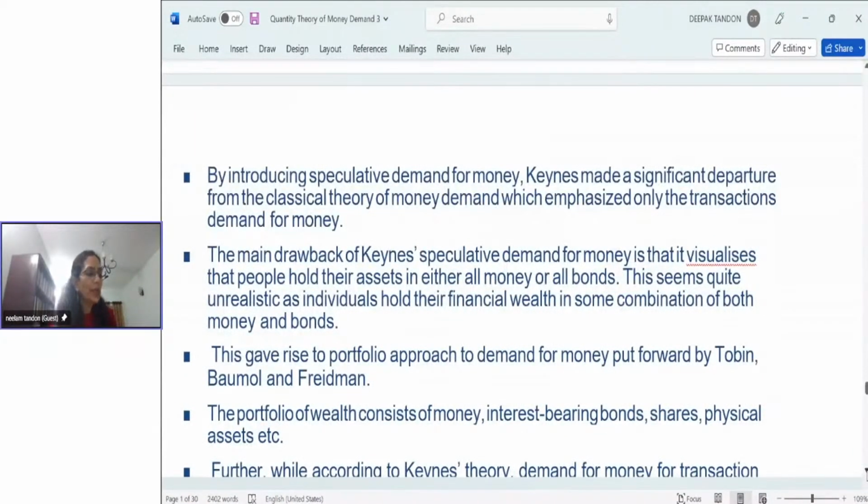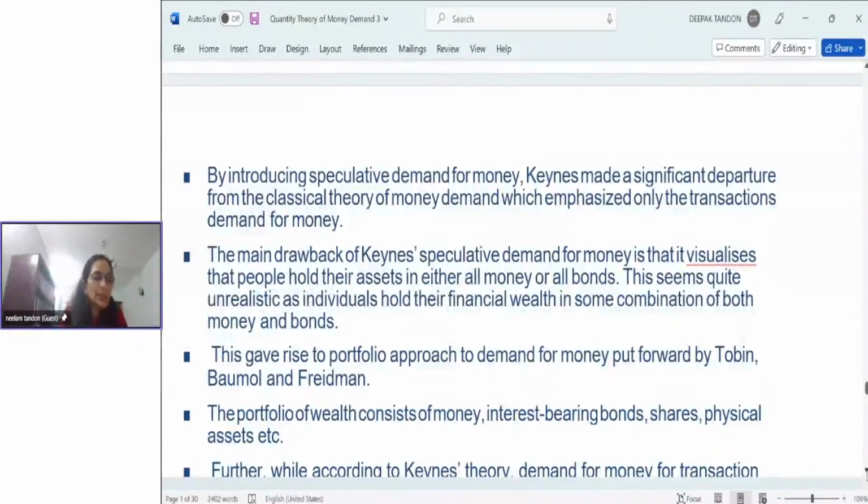When we switch over to the cash balance approach, it took care of balancing between cash and bonds. When we spoke about Cambridge K by Pigou, what was it about? That was the transactive motive. Store of value was given by whom? Given by Keynes later on when he spoke about the speculative motive.